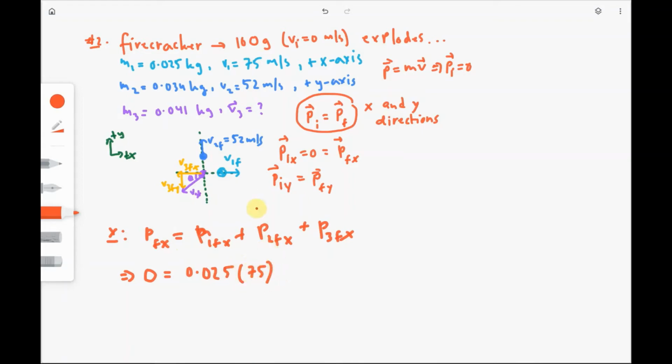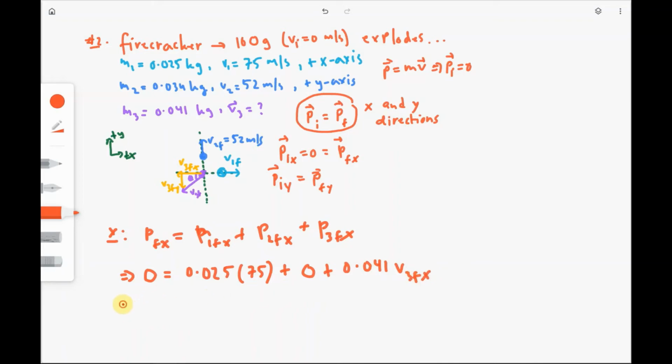Then what is P2 final in the x direction? Well, V2 was completely in the y direction, so it didn't have any velocity component in the x direction, so it doesn't have any x component of momentum. So P2 final x is 0. What is P3 final x? We know that we have denoted the x component of V3F to be V3Fx. So the momentum due to the x component of the third part in the final situation is just mass 0.041 times V3 final x. Alright.